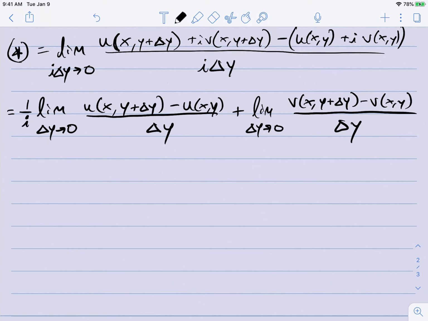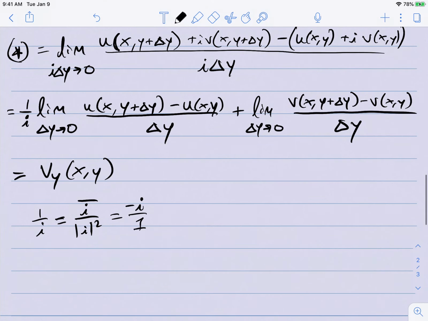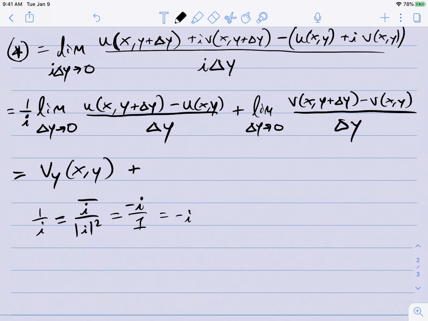So what do we get here? This part, you can see that that's just the partial of v with respect to y. So this is equal to the partial of v with respect to y. And then 1 over i, I want to simplify that. So 1 over i, remember 1 over a complex number is equal to its conjugate divided by its modulus squared. The conjugate of i is minus i, and then the distance from i to the origin is just 1, so I just get minus i here. So that 1 over i is just minus i. So I can write this as v_y of xy plus minus i times, and then this part here is the partial of u with respect to y. So u_y of xy.